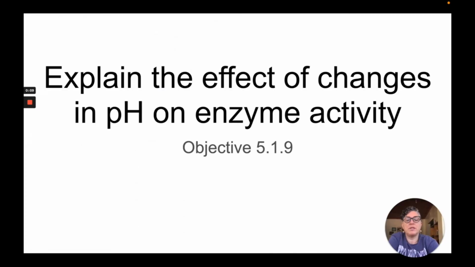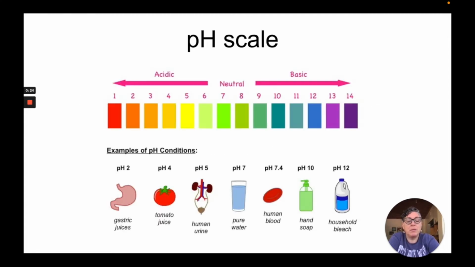This video covers the IGCSE Biology Objective 5.1.9 on the 2025 CAIE syllabus to explain the effect of changes in pH on enzyme activity. So in the last video we looked at temperature, and now we're going to look at pH. But before we get to that, let's just very briefly go through the pH scale.